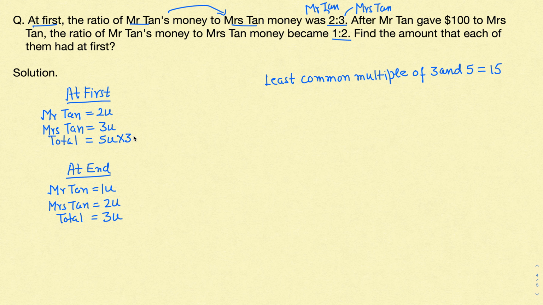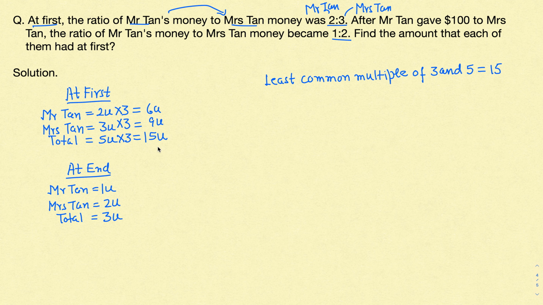Because 3 times 5 will give you 15. So the important thing to note here is that if you multiply the total here with 3, you must multiply the other things as well with 3. For example, the units of Mr. Tan and Mrs. Tan with 3. So we have to do the same operation on others as well. So 2 times 3 will give you 6, and 3 times 3 will give you 9. So see here, now 6 units plus 9 units will give you 15 units.